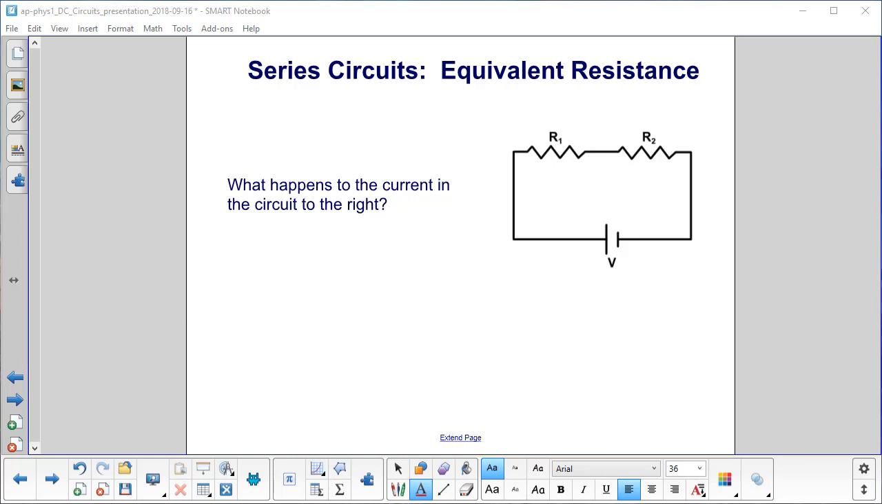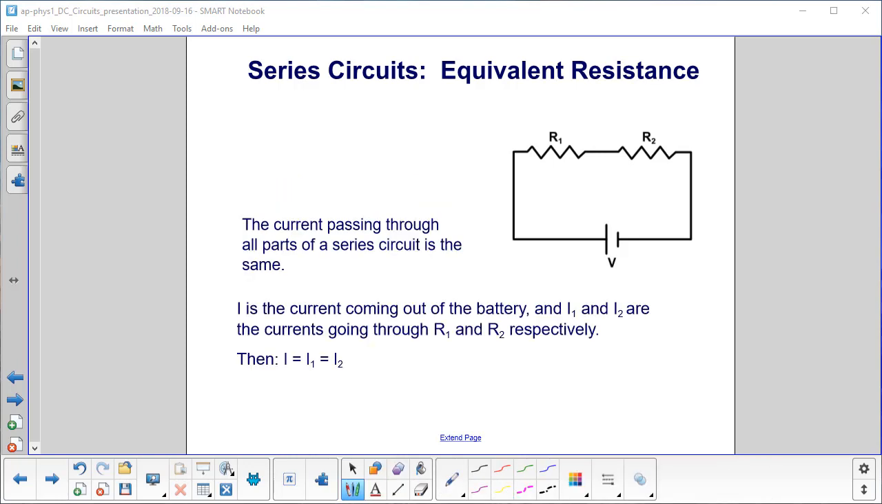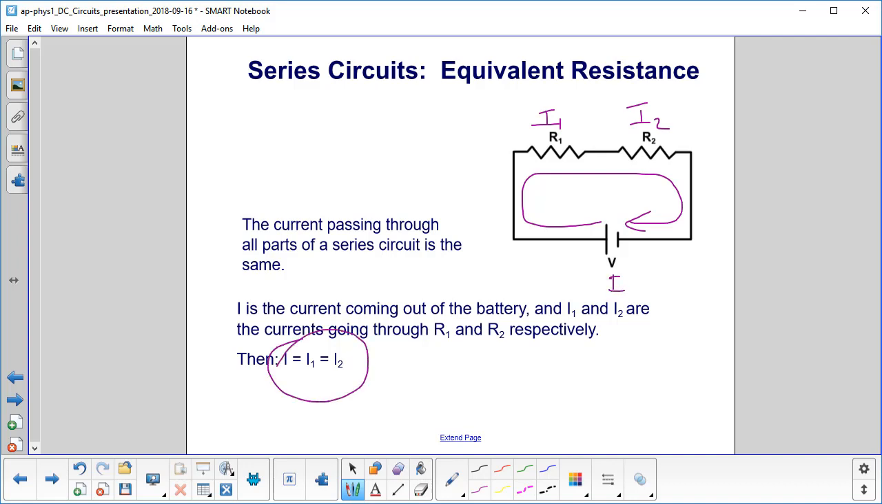Let's start with series circuits. What happens to the current in the circuit to the right? Think about it and then move on to the next slide. The current passing through all parts of a series circuit is the same. So we have the current I coming out of the battery, and notice how all of it goes through both resistors. A handy habit is to put the current label over where it's going through. So we have I1 going through R1 and I2 going through R2, and then we have I coming out of the battery, and they're all equal to each other.